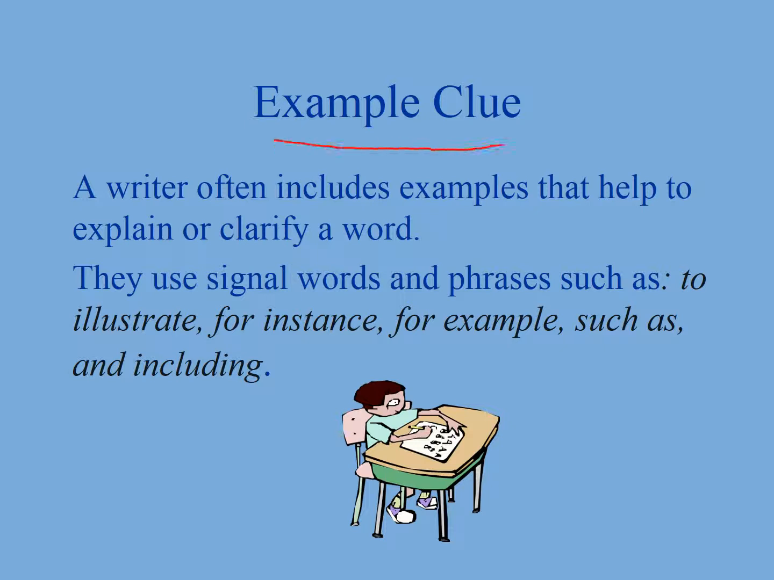So in the example clue, you would have signal words similar to those signal words that you had in the antonym clue. So in the antonym clue, if you saw although, but, on the other hand, you know that you were going to talk about the opposite. In the example clue, if you see words like to illustrate, for instance, for example, such as, and including, you know that you're going to be giving examples of the unfamiliar word.